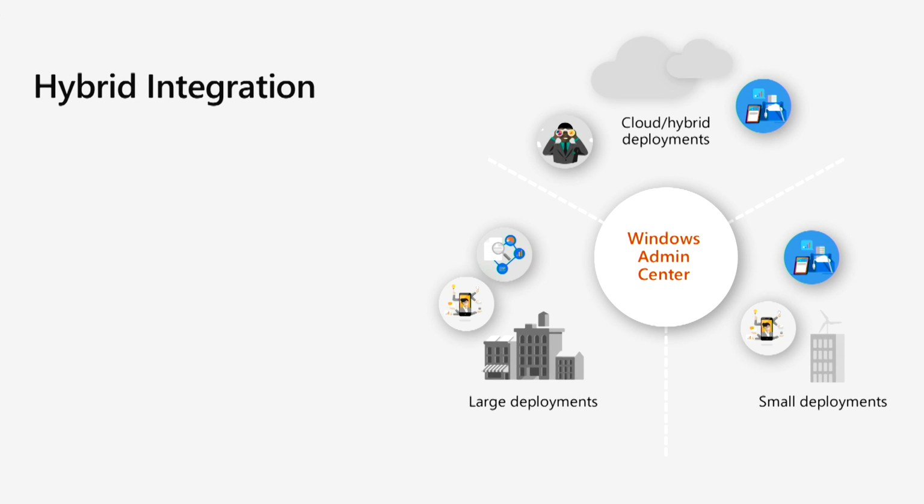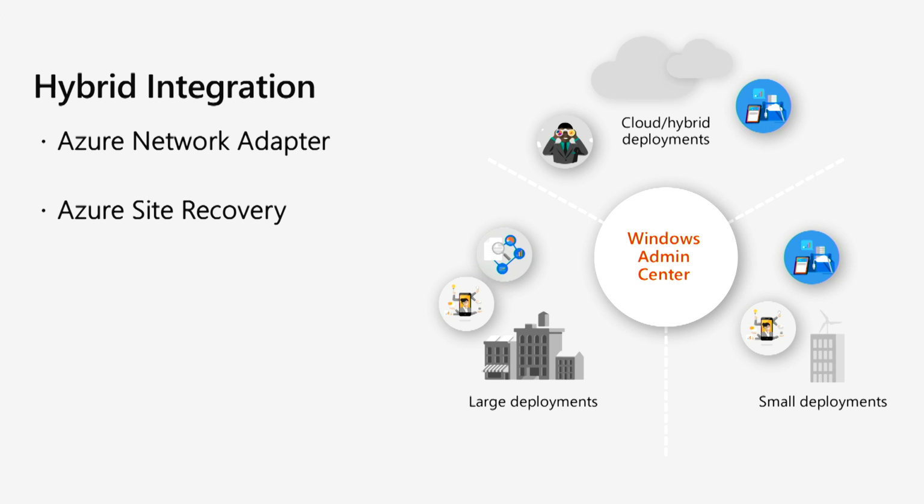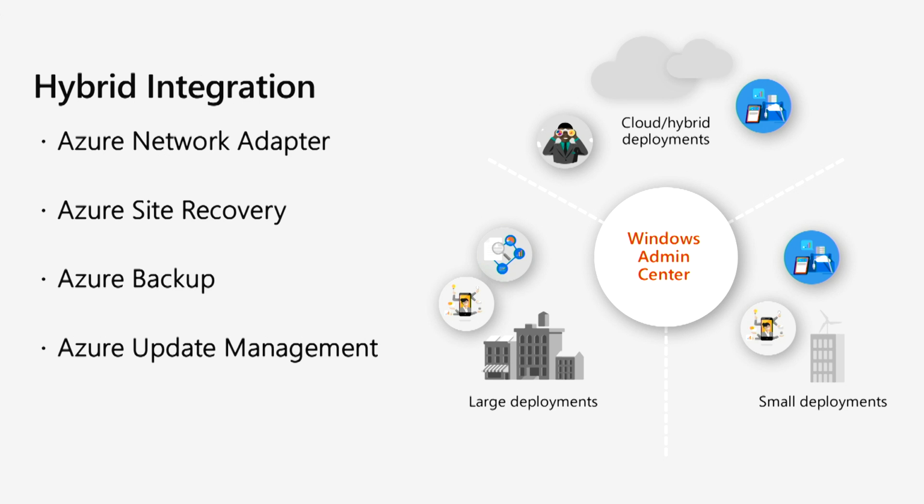And then we have the hybrid integration, as I mentioned, with several different things, like the Azure Network Adapter, which I'm going to show you in a quick demo, which allows you to connect to your Azure virtual networks directly within a server. You can directly configure Azure Site Recovery to replicate virtual machines from Hyper-V to Azure. You can use Azure Backup to quickly integrate that. And I think, personally, super interesting, also Azure Update Management.